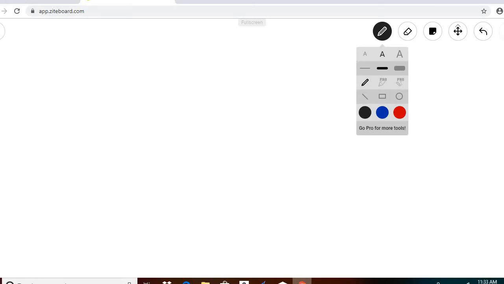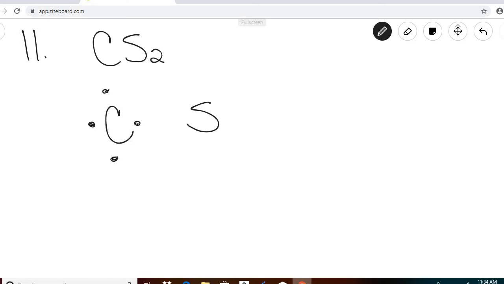Okay, number 11, determine the shape of CS2. Okay, so that'd be carbon disulfide. Carbon has 4 valence electrons, and sulfur is in group 6A, so each sulfur is going to have 6.